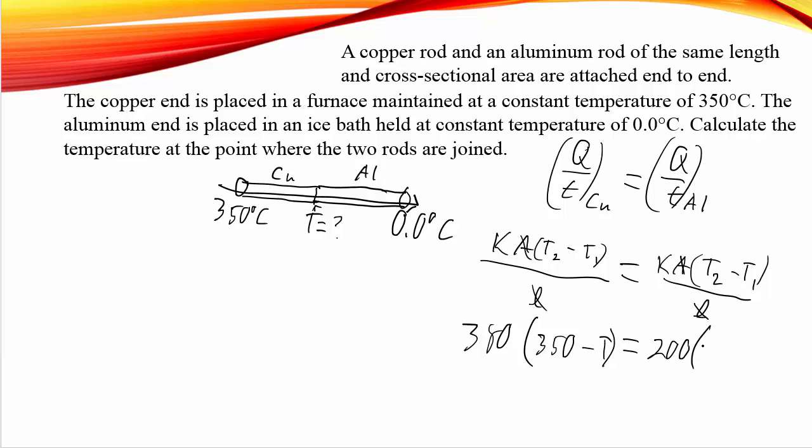And then in this case the higher temperature is the one in the middle, so I'm going to call that guy T, same as this T, minus the lower temperature, which is going to be 0.